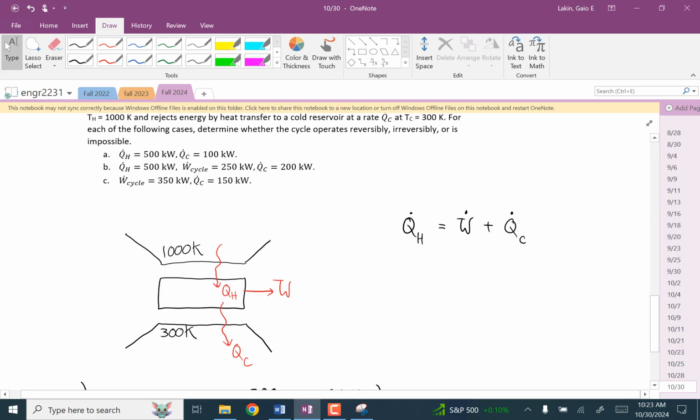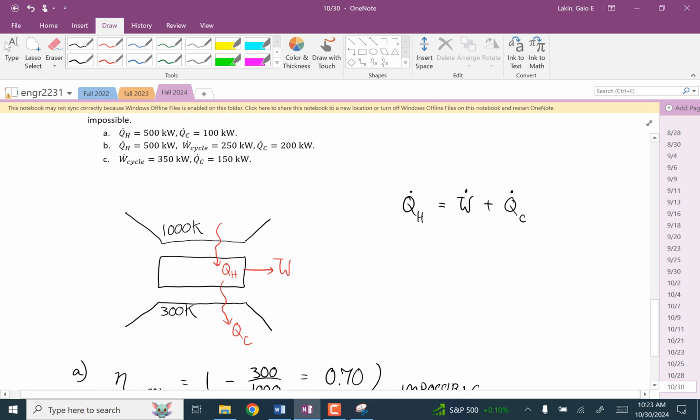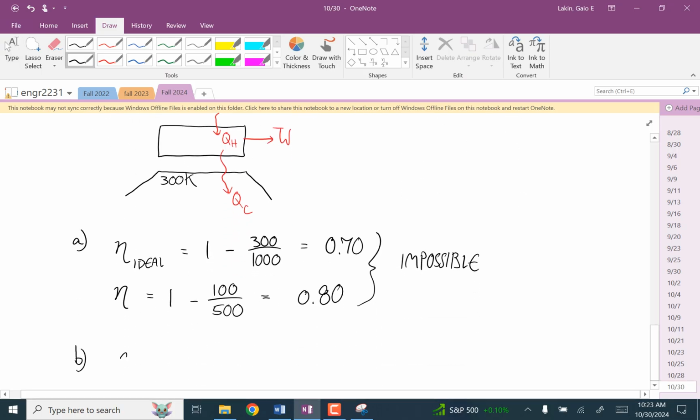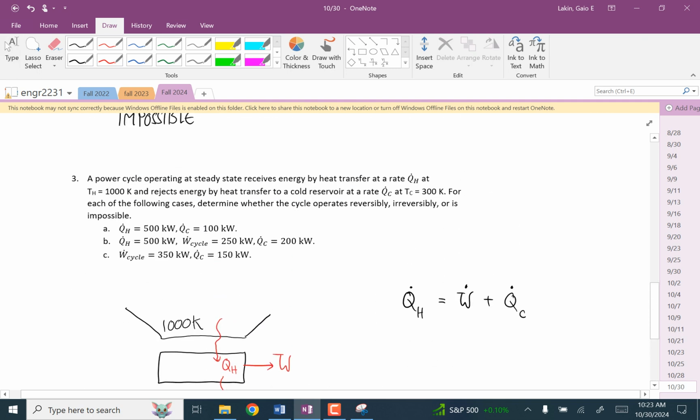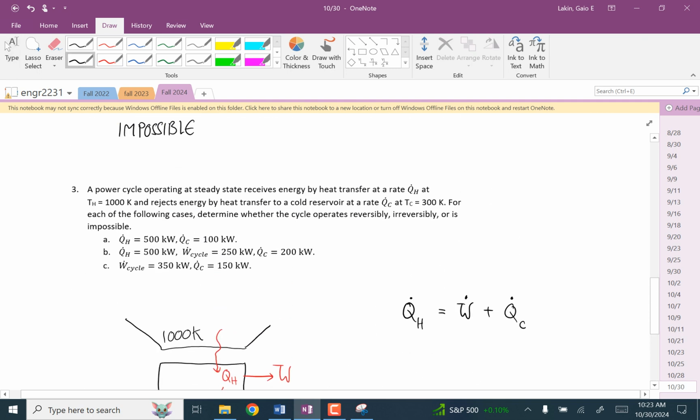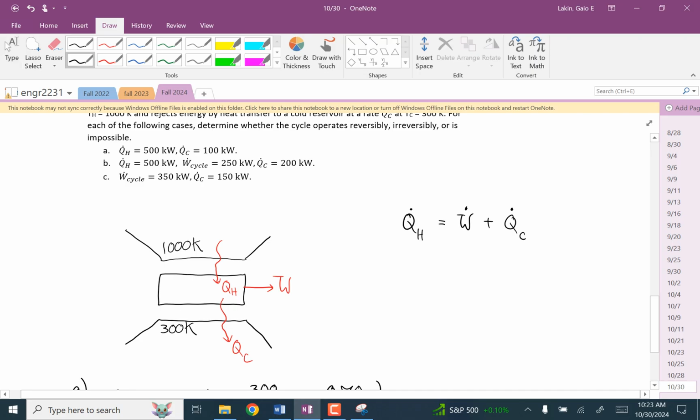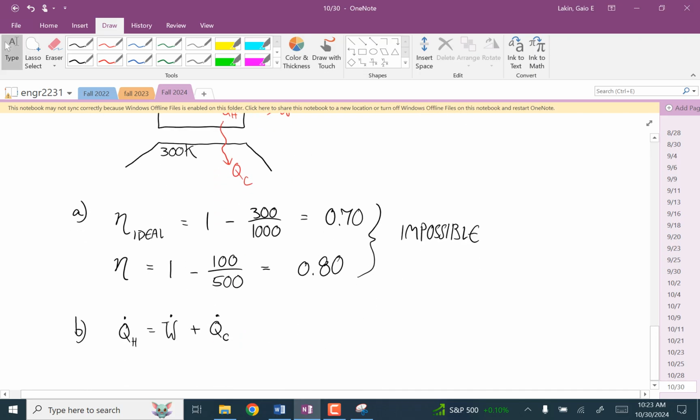Okay, so how about B? In this case, we know that the first law says QH dot has to be equal to W dot plus QC dot. For part B, you can see those don't add up to 500, so this doesn't hold. So this is impossible.